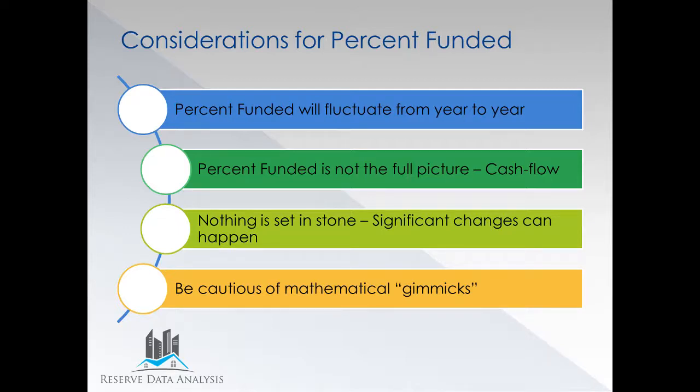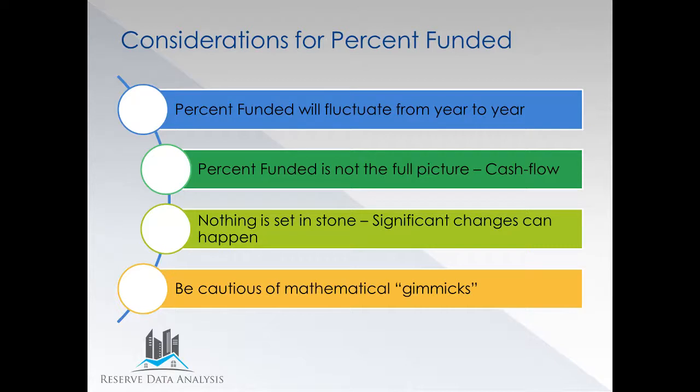Lastly, be cautious of mathematical gimmicks. It's very easy to go into a component list and change a few numbers and have dramatically different percent funded figures. It's important to note that this has no real impact on the financial situation in the community or organization, but mathematically it's easy to do on paper. You can change the measurements or quantity of components, you can change the useful life of components, you can change the remaining useful life of components, and you can change the cost of the components. Any of those, if you make a significant change to large project cost, that's going to have a significant impact on the percent funded figures. So it's really important that we are cautious of mathematical gimmicks.